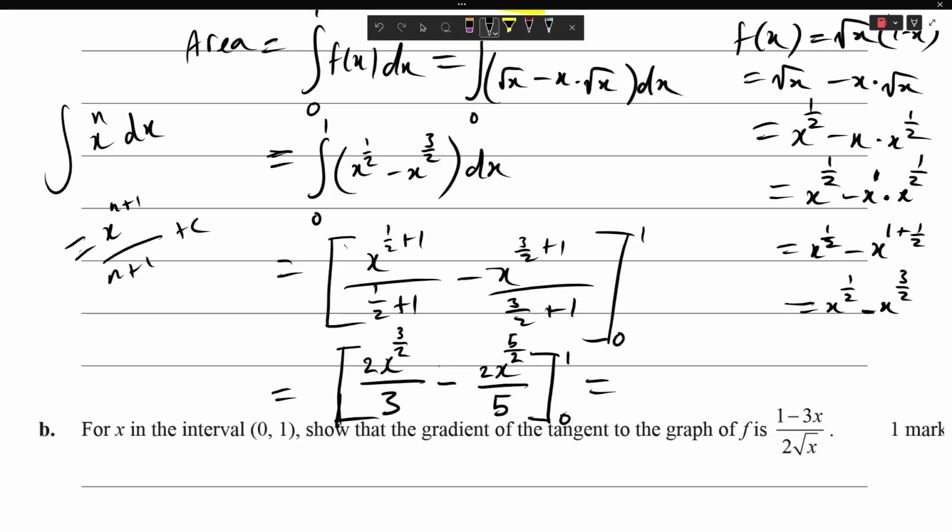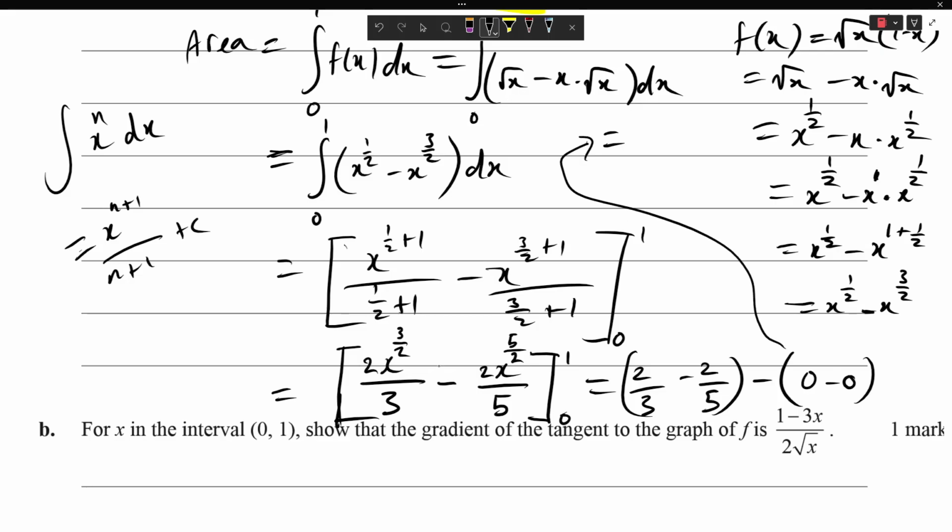Now we're going to plug 1 into this. So you're going to get 2 over 3 minus 2 over 5. And now we're going to take away, but this time we're going to substitute 0. So you're just going to get take away 0 minus 0. Now if I bring this here, because we're running out of space a little bit, that's going to be 2 over 3 minus 2 over 5. Now we can just solve this like any other fraction. So you're going to get this.